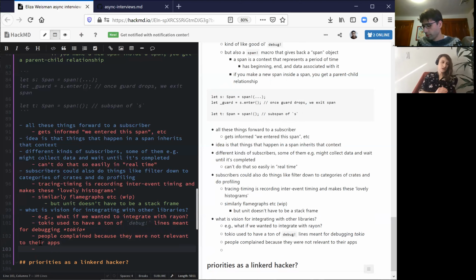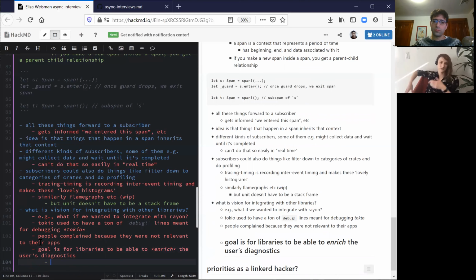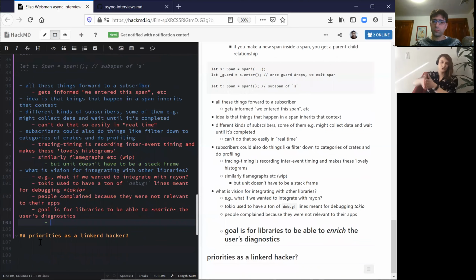And the goal with tracing, especially the way that you can encode contexts, is that instead of having libraries record all of this junk about their internal operation that basically everyone always turns off, the goal is for libraries to be able to enrich the user's diagnostics, to say, my HTTP server is doing this thing that's part of my server's actual business logic.